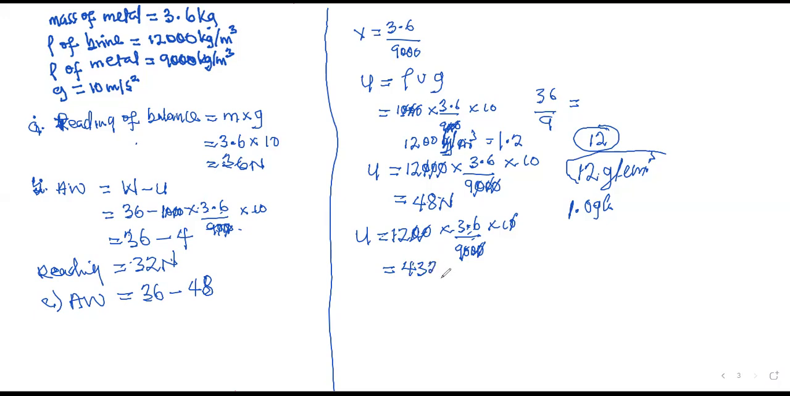He said 432. 12 times 3.6 rather. 12 times 3.6 gives 43.2. 12 times 3.6 is 43.2. Are we okay?